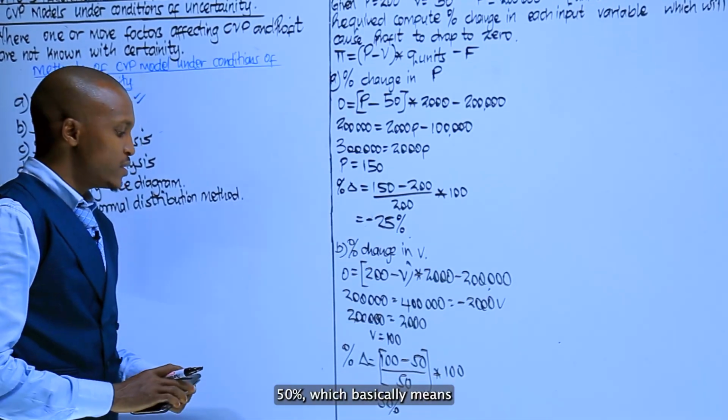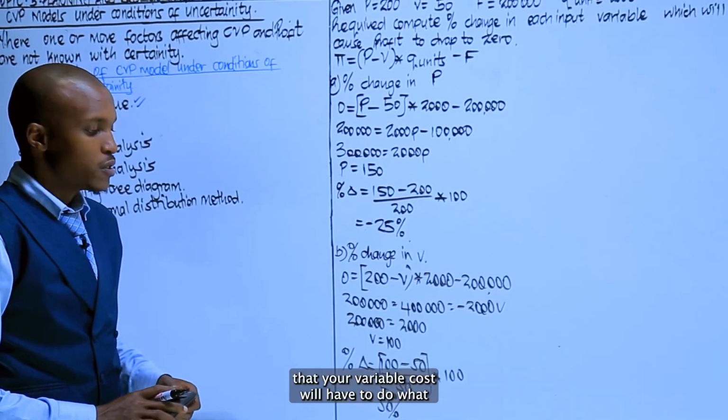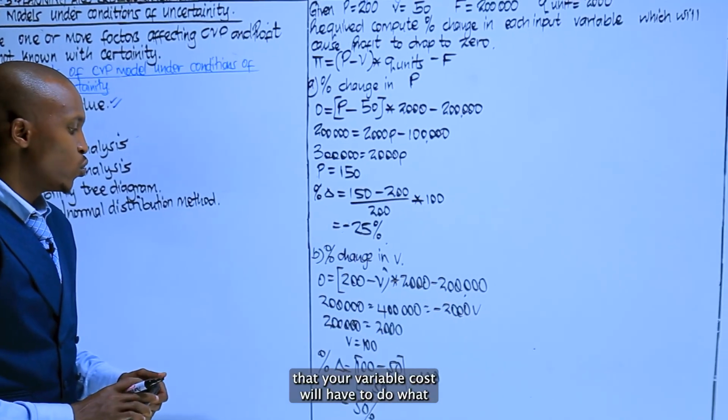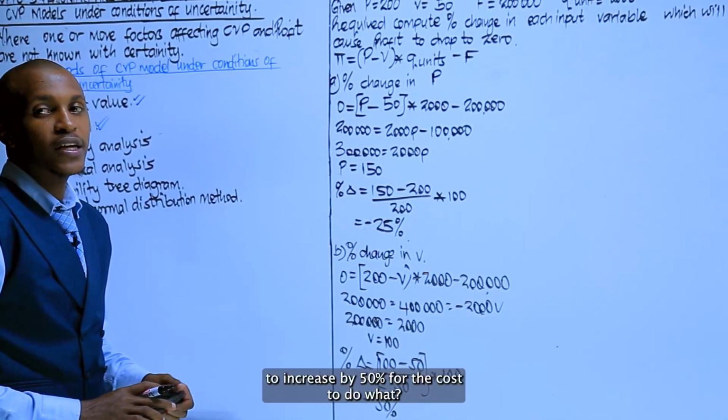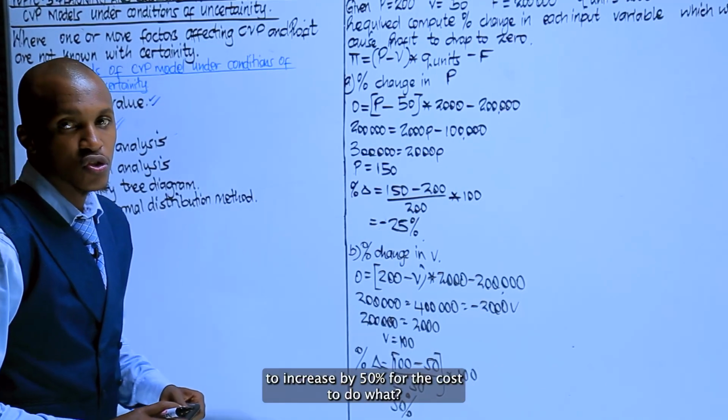50%, which basically means that your variable cost will have to increase by 50% for the profit to drop to zero.